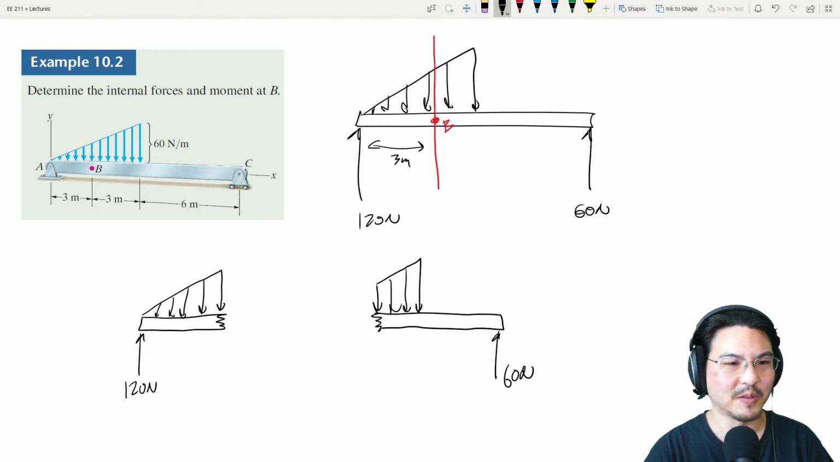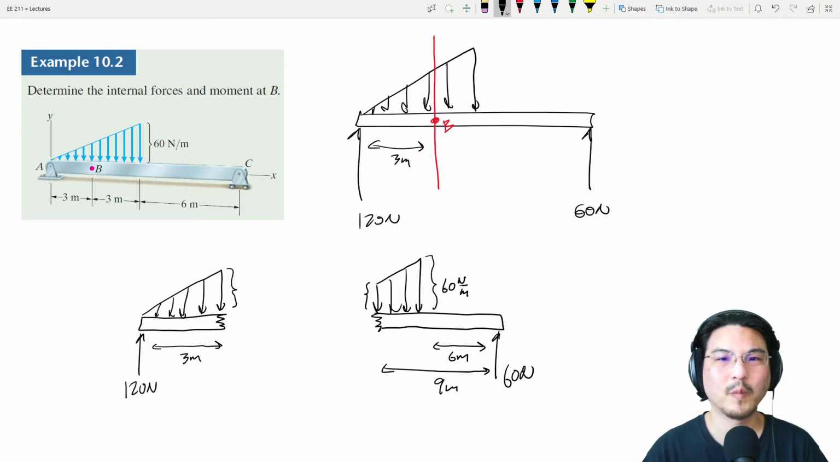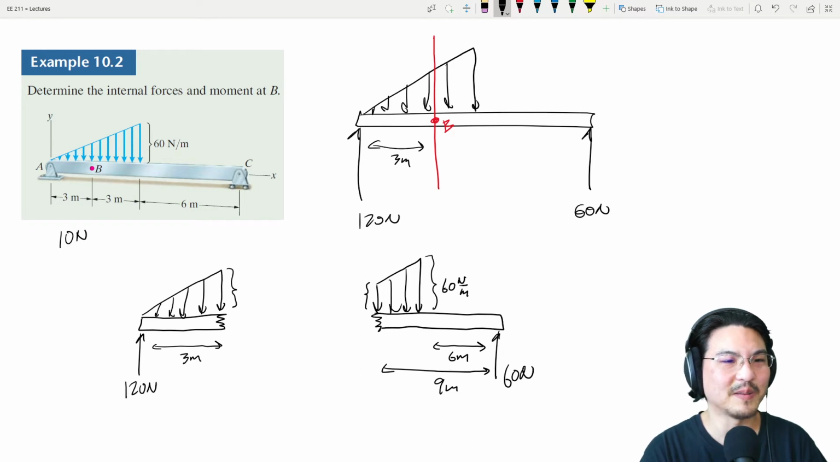And so here to here is 3 meters. Here to here is 6 meters. And here to here is 9 meters, right? And here to here is 60 newtons per meter. How high is this? How high is this? So we know the slope is, what is a slope? Rise over run.